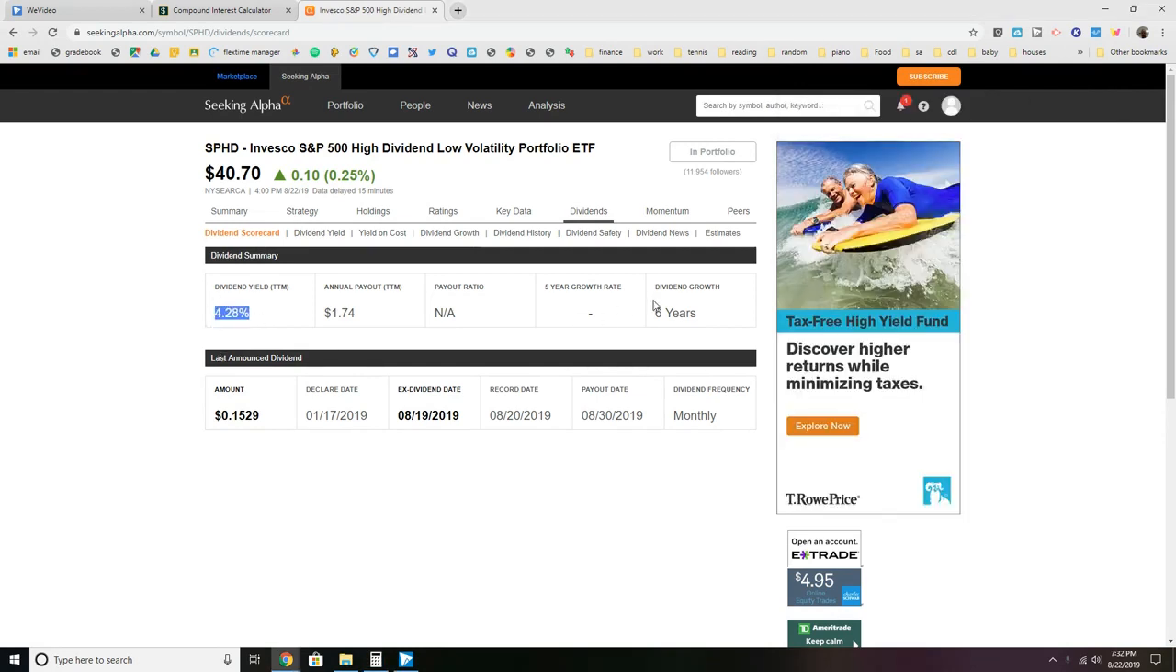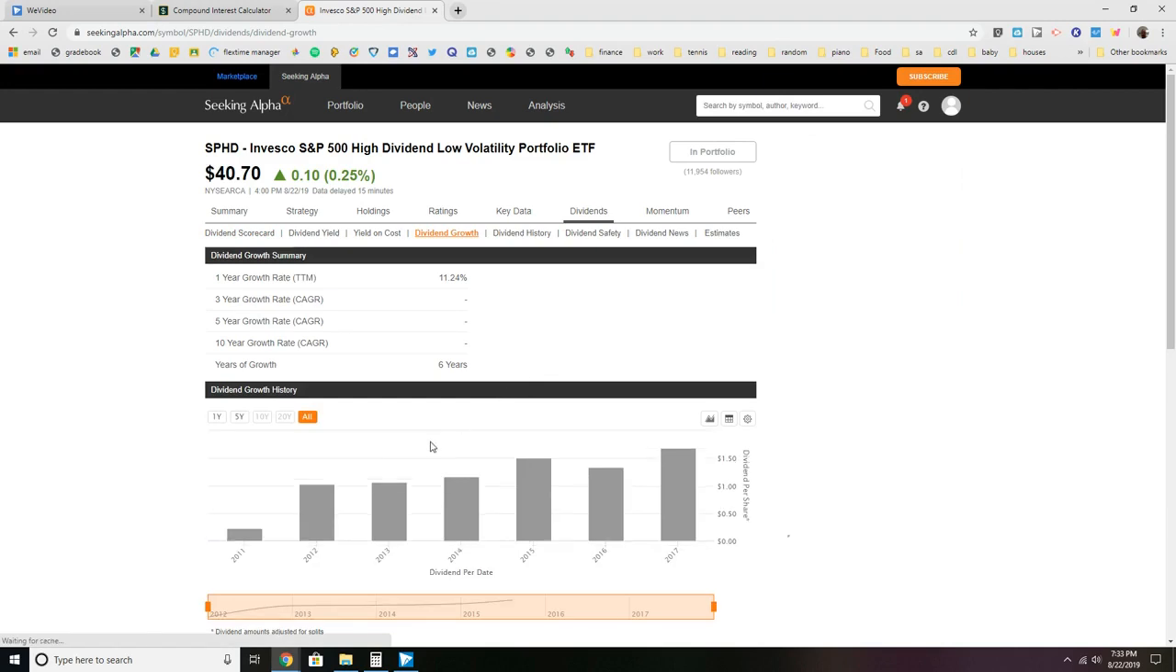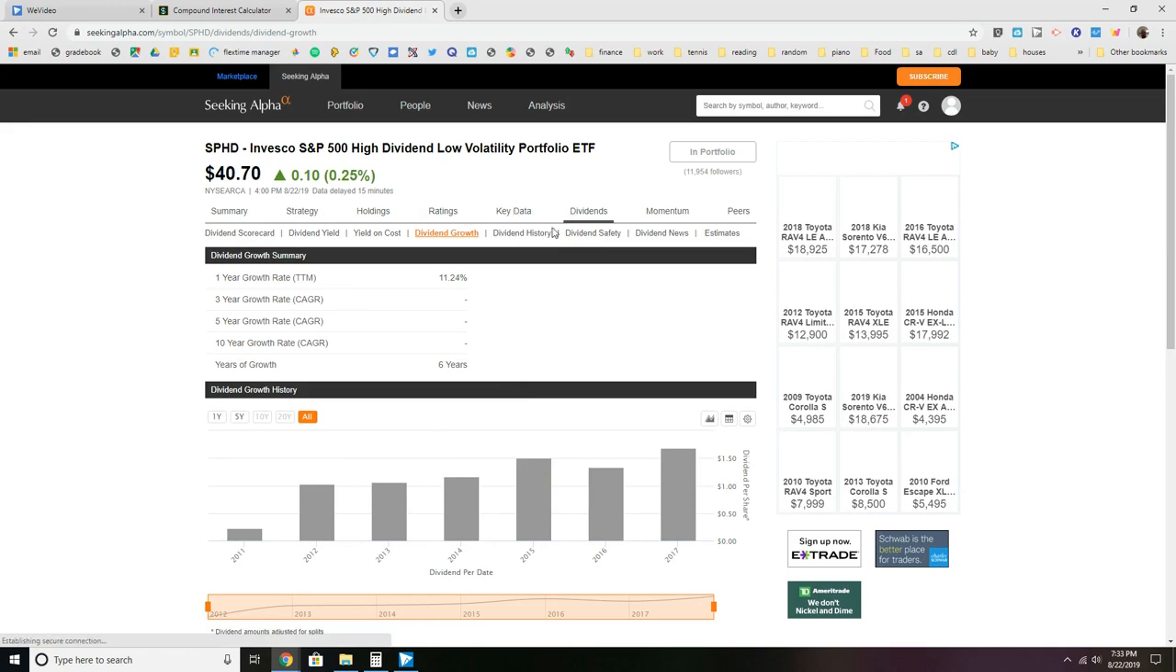It has been growing the last 6 years. So if you look at the dividend payments from Seeking Alpha, you see how it did start pretty low and then has been steadily increasing. Even though there was a little dip here, it's been increasing every year. But just for this strategy's sake, we're going to look at the dividends at 4.28%.